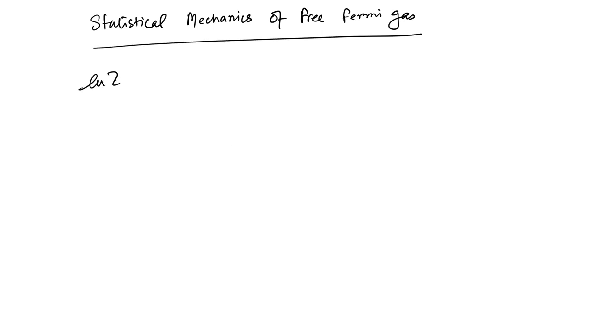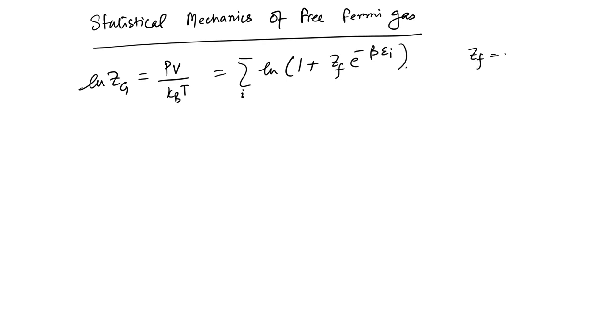So log of Z_G, this is our starting point, as you have seen earlier for the Bose case. This is equal to the sum over i of log of 1 plus z_f exponential of minus beta epsilon_i. Epsilon_i are the single particle states. z_f is still the fugacity, which is exponential of beta mu. And we can write this as equation 1.